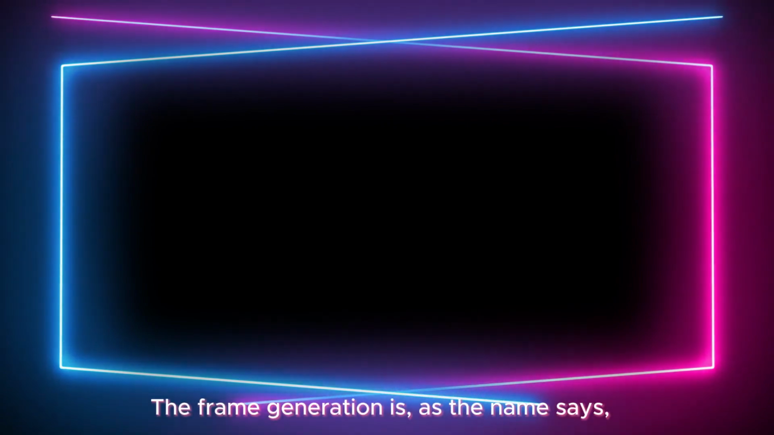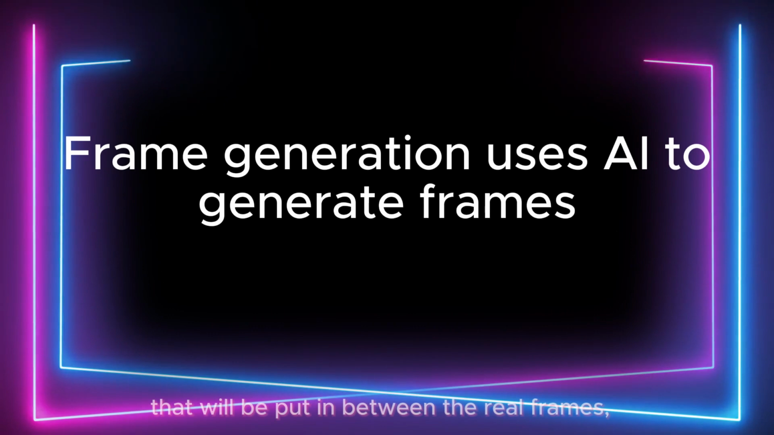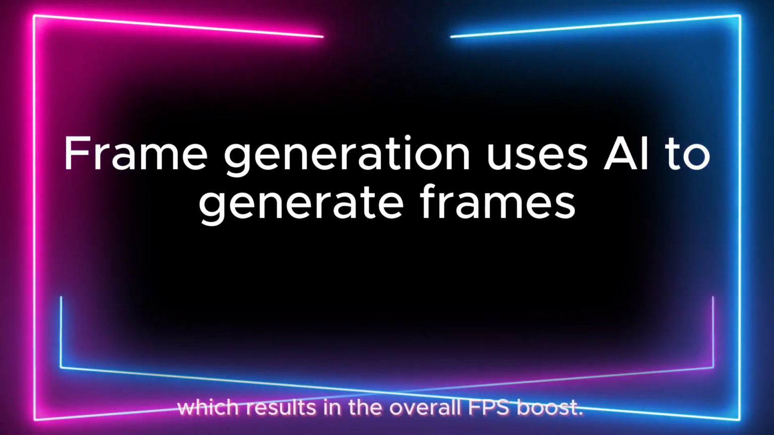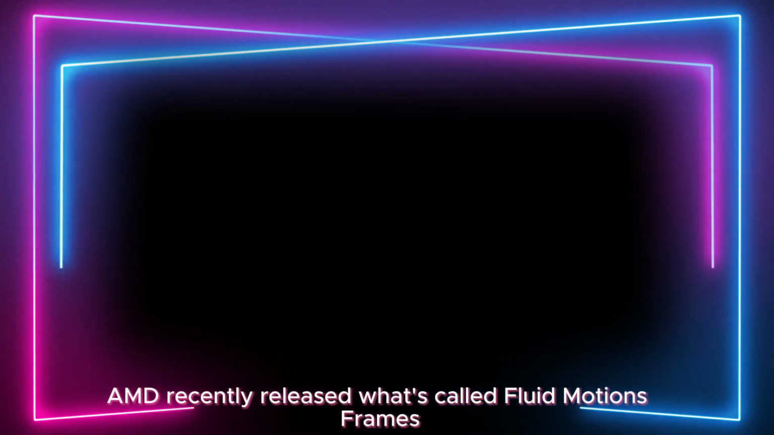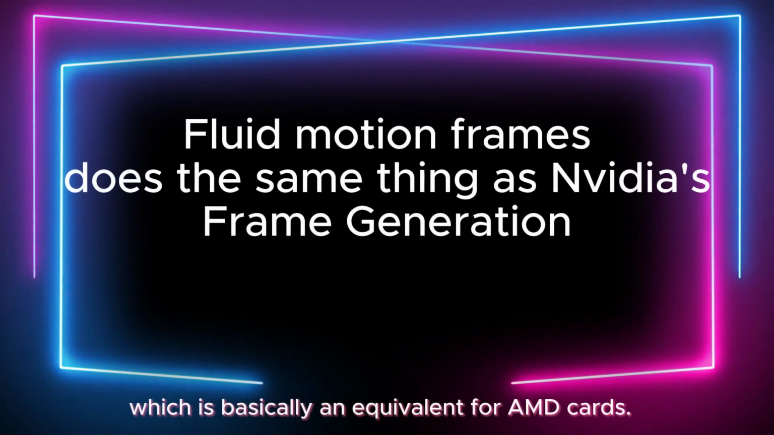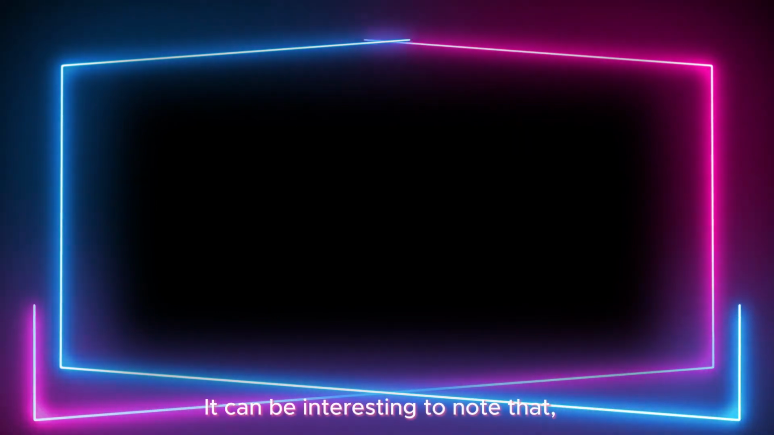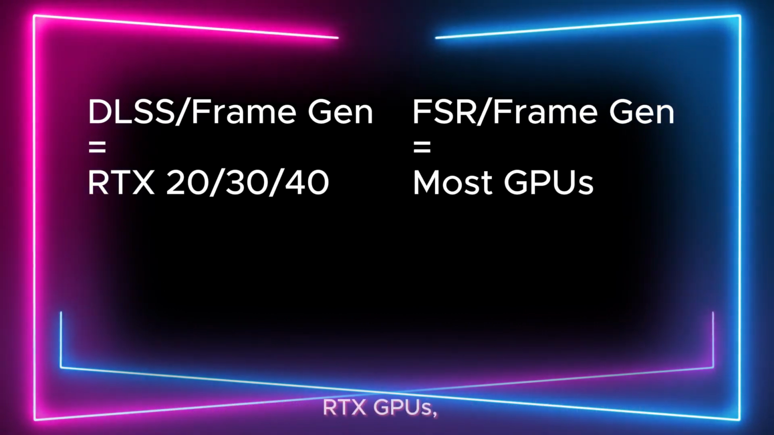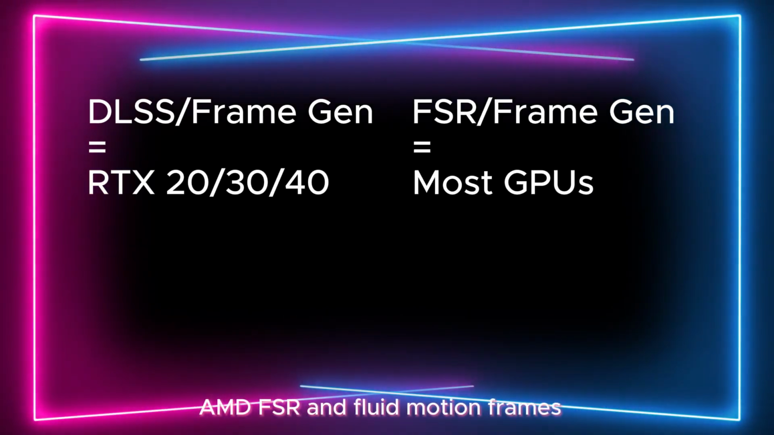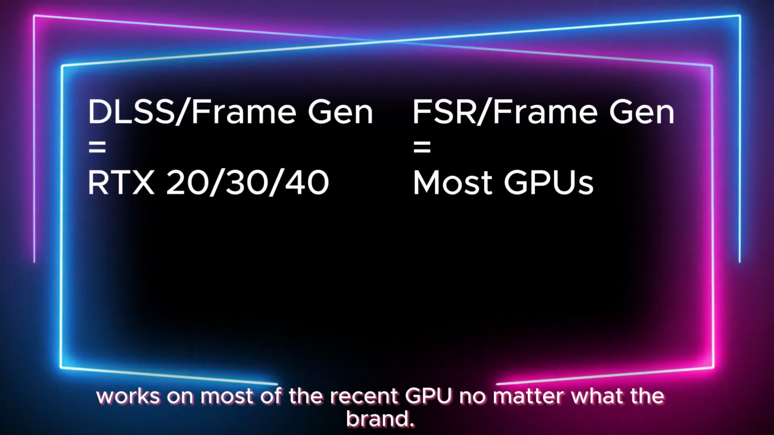Frame generation is, as the name says, something that will use AI to generate frames that will be put in between the real frames, which results in an overall FPS boost. AMD recently released what's called Fluid Motion Frames, which is basically an equivalent for AMD cards. It can be interesting to note that while DLSS and frame generation are only for NVIDIA RTX GPUs, AMD FSR and Fluid Motion Frames work on most of the recent GPUs, no matter what the brand.